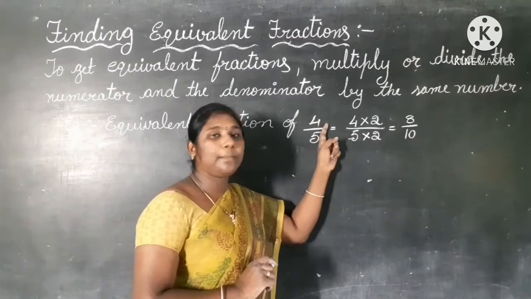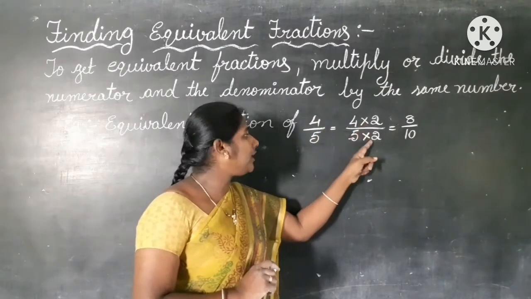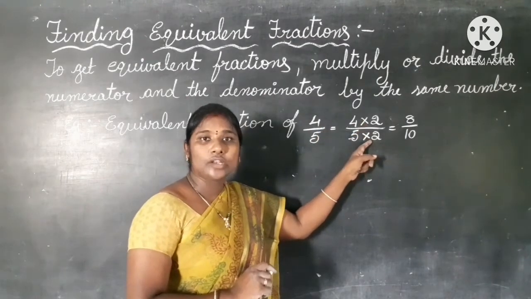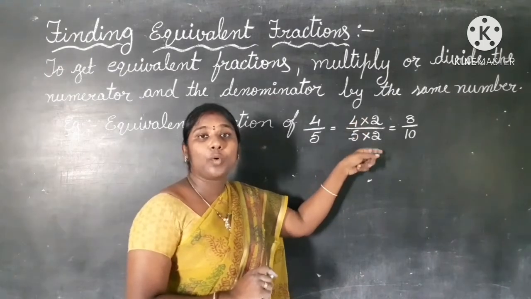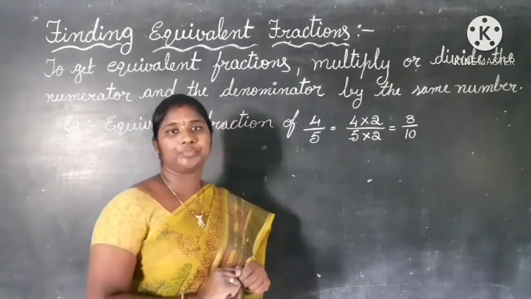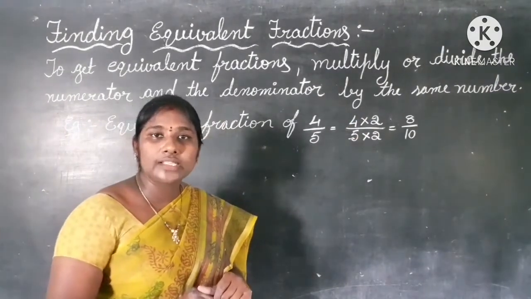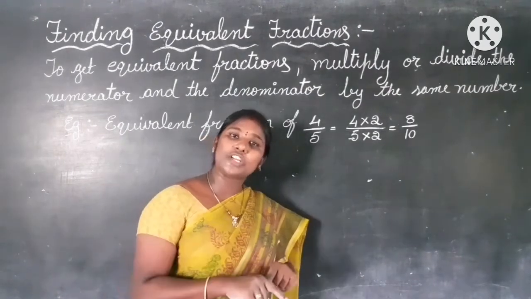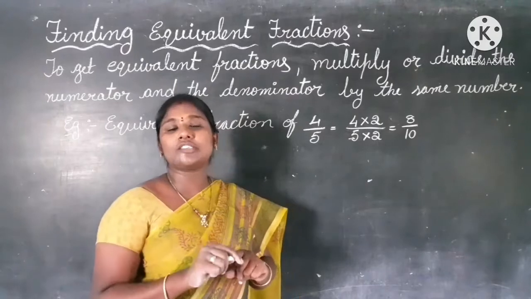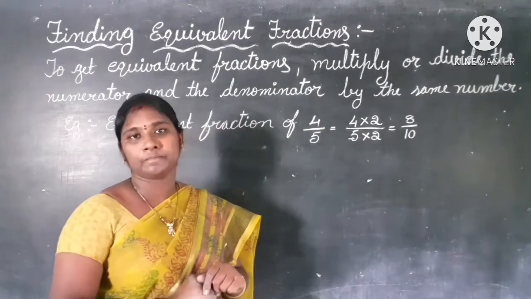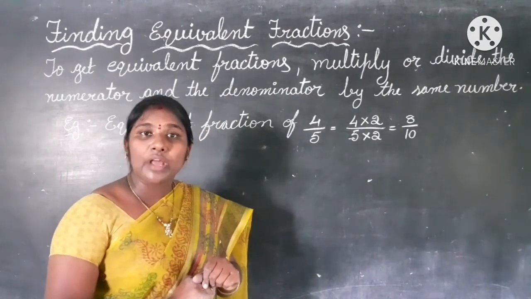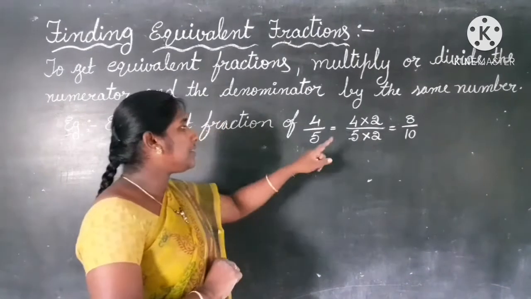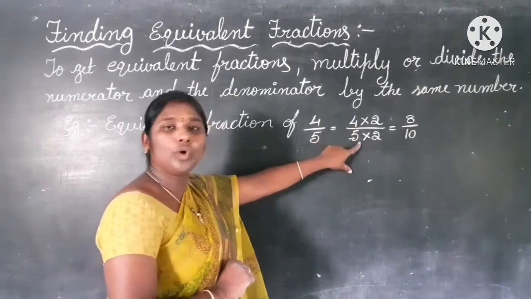No, we can't multiply the numerator with 2 and the denominator with 3. It is wrong. We have to multiply both with the same number. Also, when we do division, we have to divide both with the same number. This is why we do it. We can do it with 2 only?